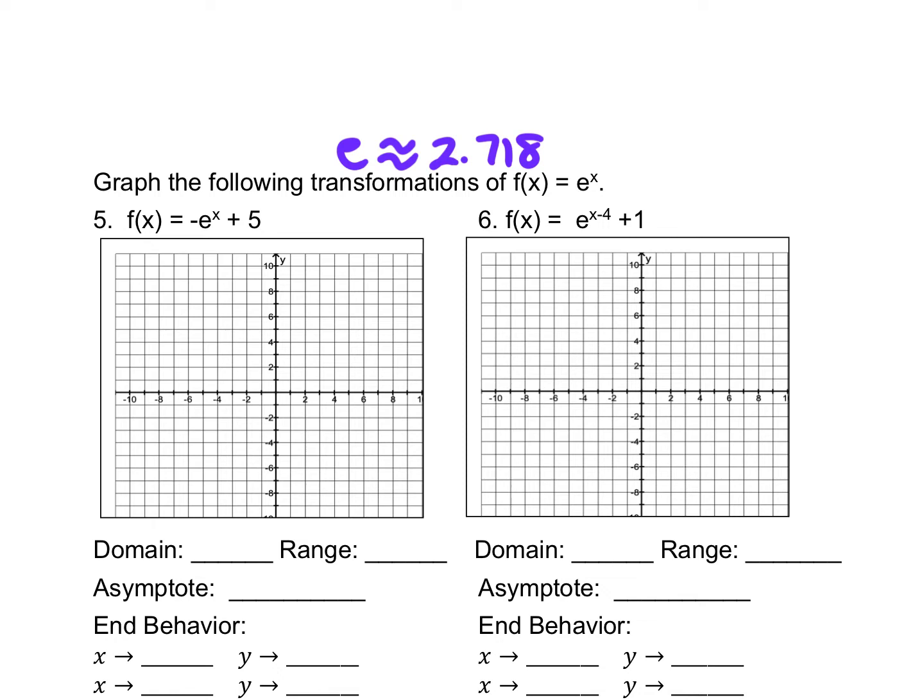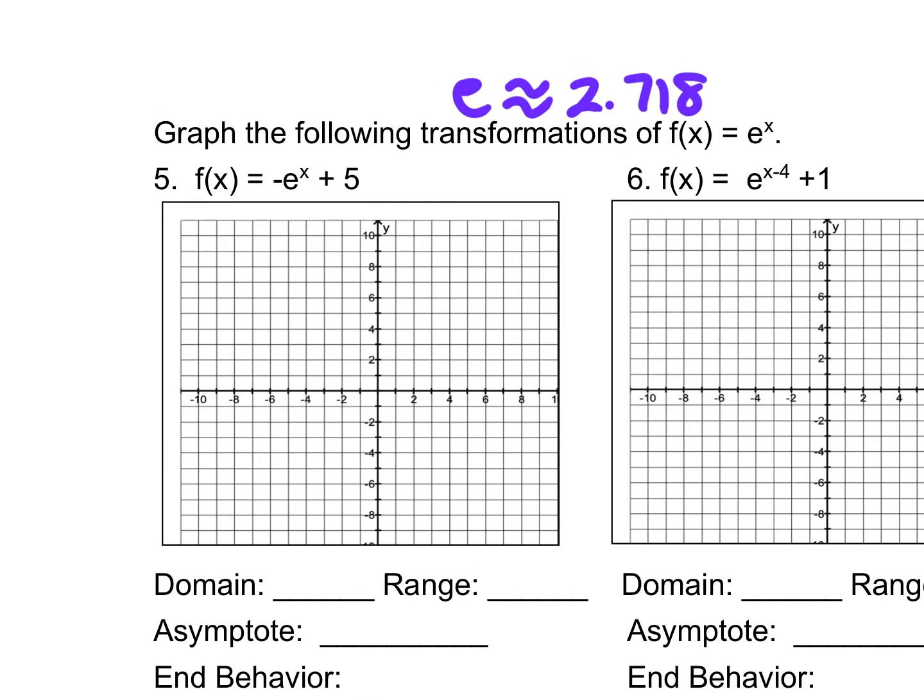That means an e graph always starts off increasing, right? Because that's a base that's larger than 1. So it does help you with graphing. It's not that you have to actually know that number right now. So that means in question 5, I look at that and I say, okay, the base is e. Therefore, it begins as an increasing function that goes through 0, 1.